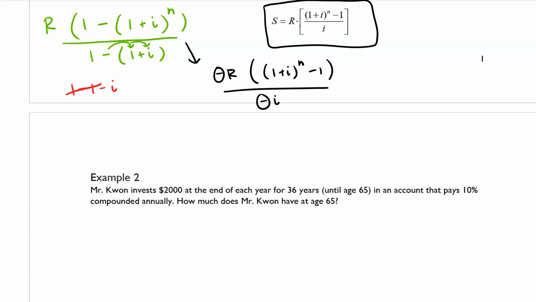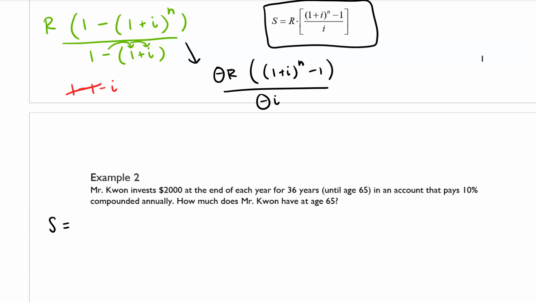So example 2 says, Mr. Kwan invests $2,000 at the end of each year for 36 years until age 65 in an account that pays 10% compounded annually. How much does Mr. Kwan have at age 65? So your textbook denotes the future value as S, so I'm going to try to be consistent with that.